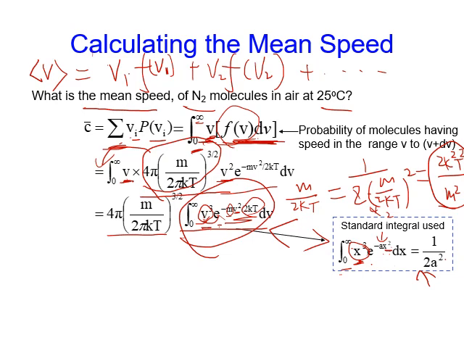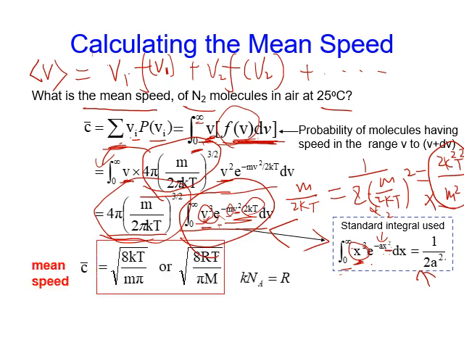And then you multiply by this coefficient, 4 pi times (m divided by 2 pi kT) to the 3 over 2 power. When you do that, I suggest you try it, multiplying by this integral, the answer is this equation: square root of 8kT divided by m pi. That's the mean speed or average speed. For mean speed we use the symbol c bar, the average or mean speed, which is the square root of 8kT divided by m pi.